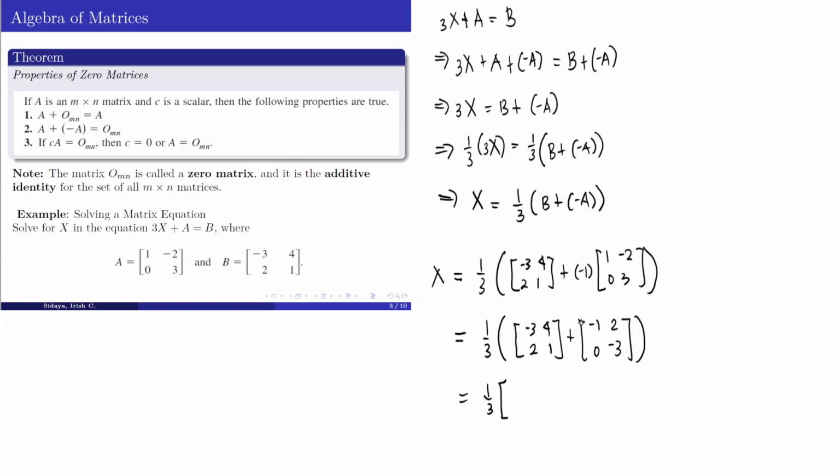We simply add the corresponding elements or entries. We have -4, 6, 2, and -2. And then finally, you can multiply by the scalar 1/3. So our X now is equal to -4/3, 2, 2/3, and -2/3. Okay, so this is our X in the given equation.